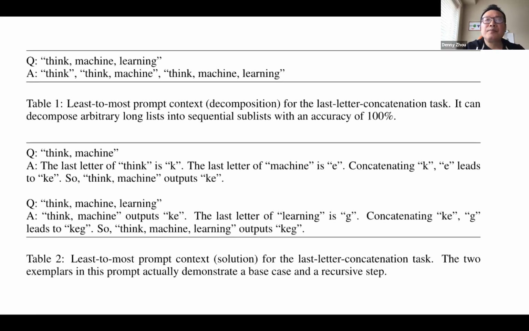Here's the prompt for least-to-most prompting on the last letter concatenation task. Actually, we just need 1 exemplar to show how to decompose the lists, and 2 exemplars to show how to solve the problems. And these 2 examples here form a recursion. That's really surprising. That means the model can understand recursion here, from step n to step n+1.